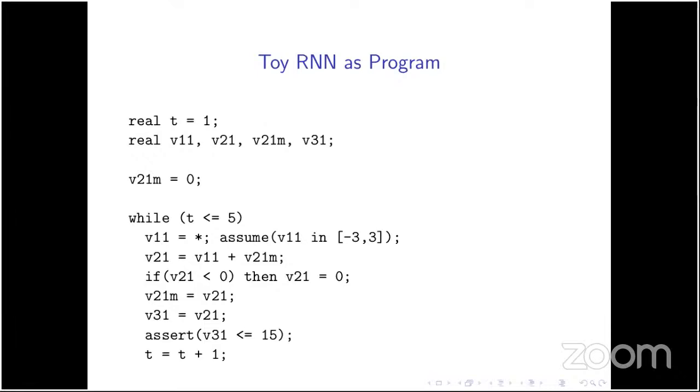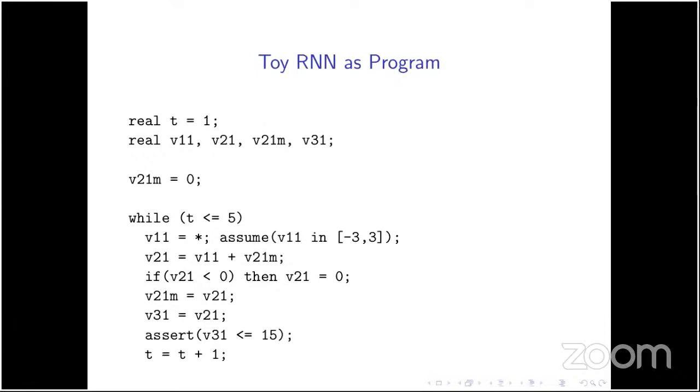So just to repeat, how is V31 constructed? V31 gets the same thing as V21, which gets the same thing as V11 plus V21M. Now V11 changes in every loop iteration, and you know what it can be: it can only be between -3 and 3. But V21M you don't know anything about. That's why it's important to derive some constraint on V21M. So V21M is the only additional thing that V31 is affected by. Without any constraint on V21M, you cannot say anything, so there's a need to constrain this in some way.